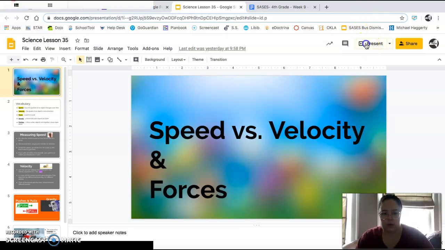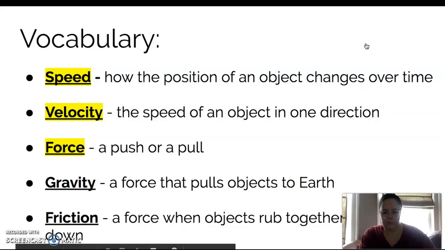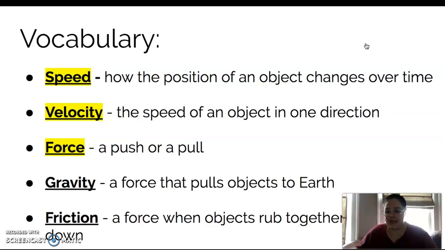So today we're going to learn about speed and velocity and what forces really are. So some vocab, I've highlighted your new words that you've got to focus on, and we've got a couple review words. So speed is how the position of an object changes over time. Velocity is the speed of an object in one direction. So these two words are very similar. The difference is that velocity tells us the direction. So which way are we going? North, south, east, west, whereas speed simply tells us how fast something is going or how slow something is going.